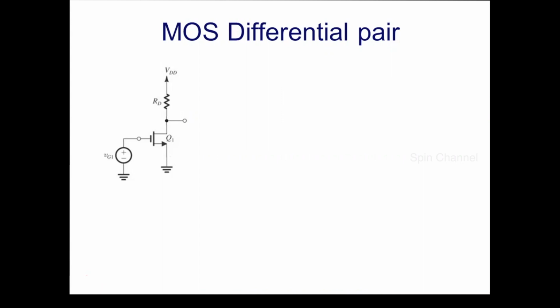So the gain AV equals minus gm into RD, and the output voltage is given by the voltage at the drain terminal. This point is given by VDD minus ID into RD. Okay. Now this is single-ended. Now how to construct a differential pair? A differential pair needs two nodes.